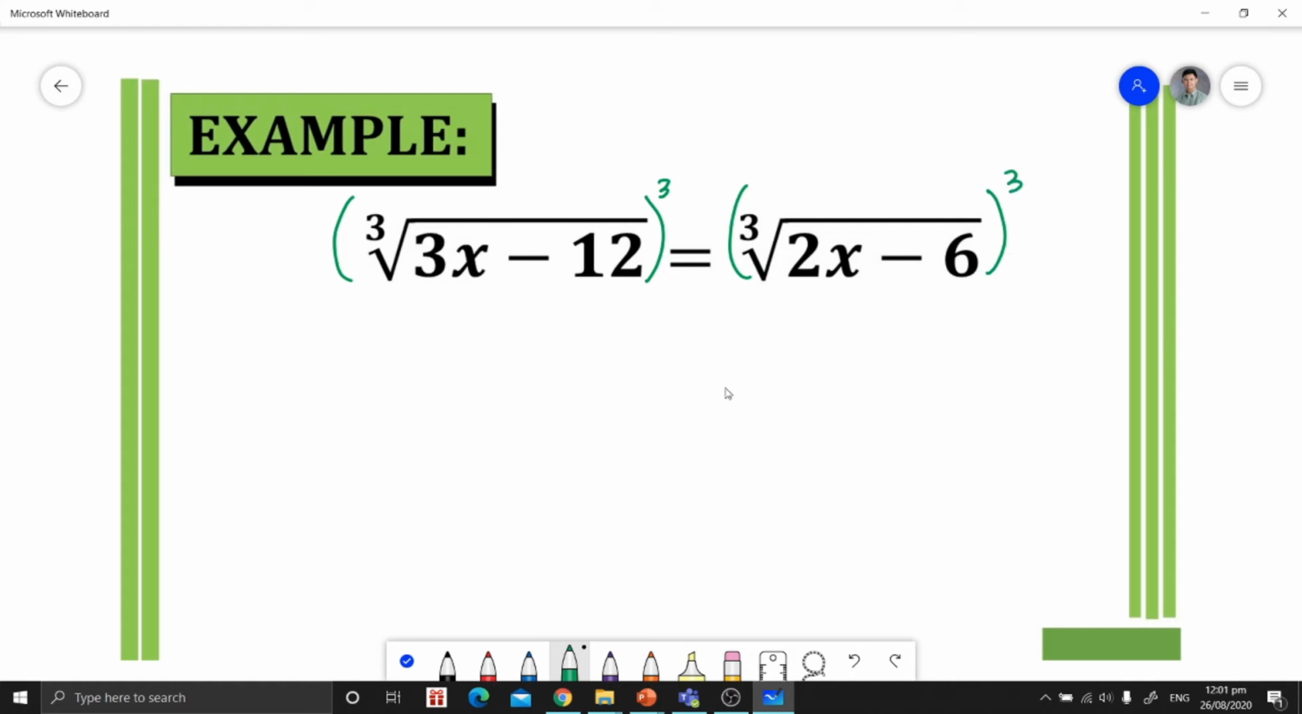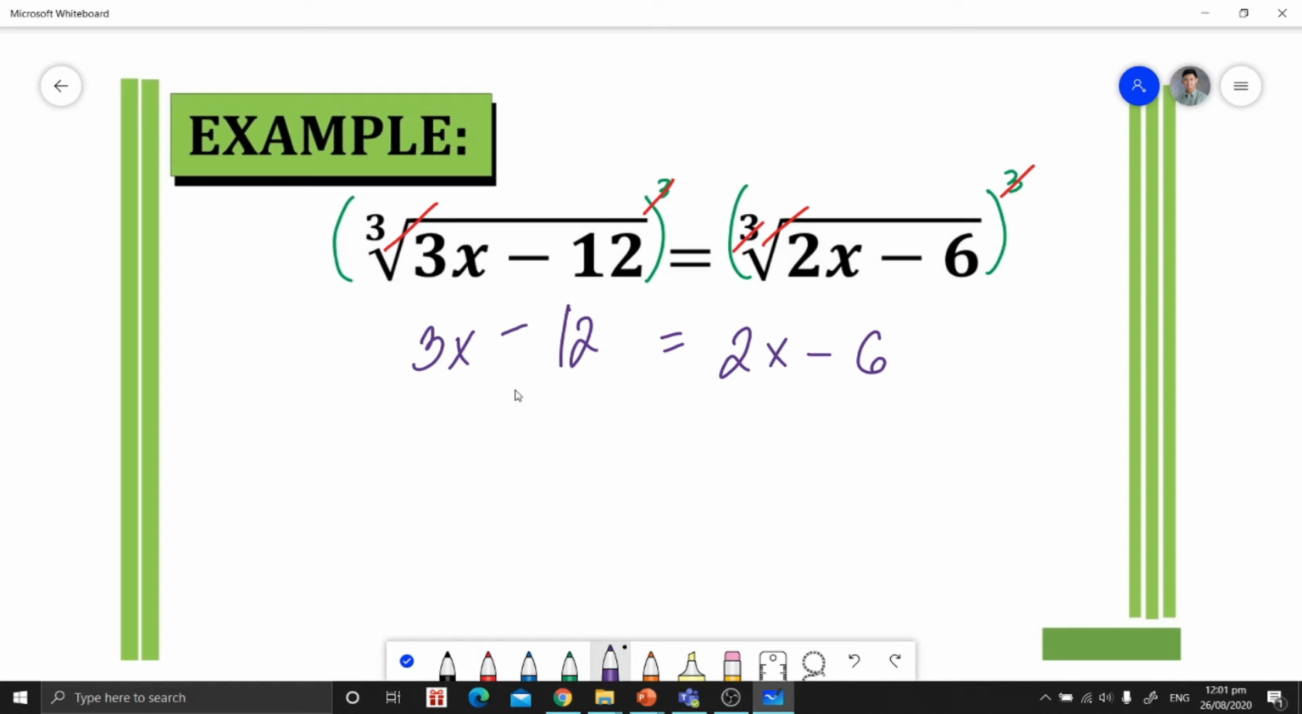Now, after that, let's simplify. So we cancel this. Since this is also a cube, we cancel that. Then after that, we will have 3x minus 12 is equal to 2x minus 6. Now, let's solve for the value of our variable by applying the different properties. Let's isolate all the variable terms on one side and all the constant terms on the other. Let's transfer negative 12 to the other side and positive 2x to the other side.